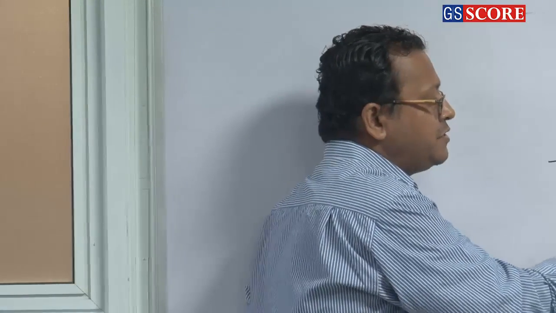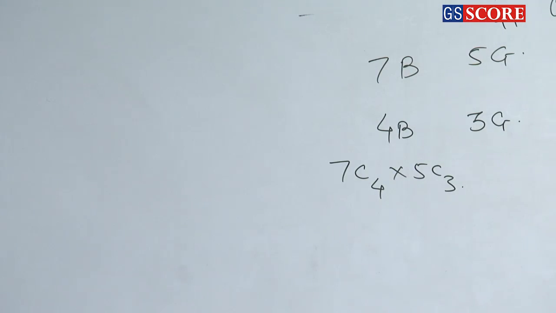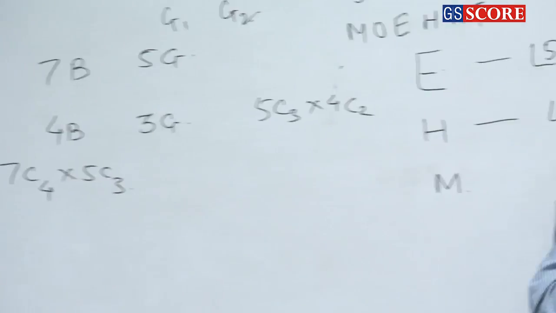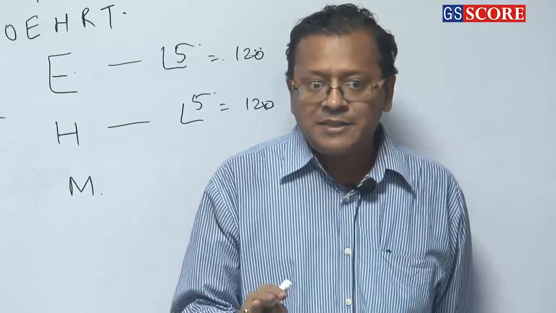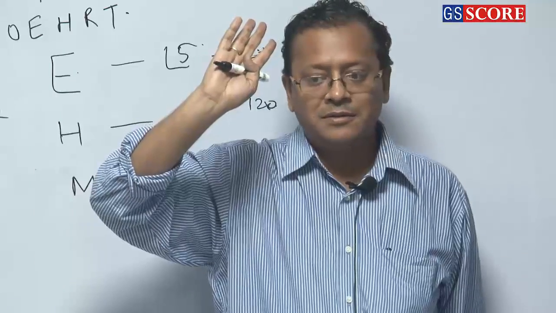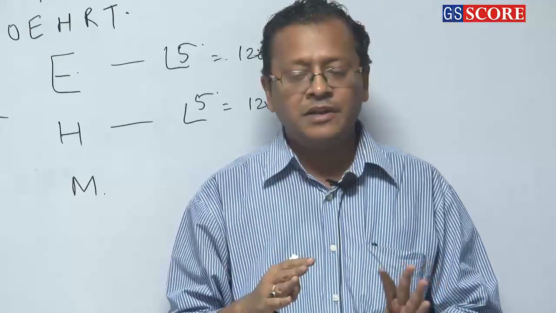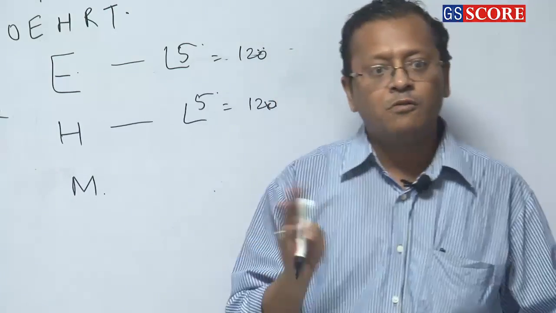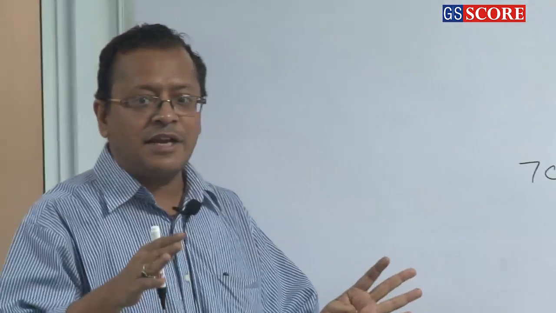7C4 into 5C3 is the number of committees unrestricted. Whether they come or not come, they don't care. Unrestricted committees are 7C4 into 5C3, minus those committees in which both of them will be there. Isn't it? That equals those committees when both of them will not be there, or one of them will be there. As simple as that. So how many committees are there in which both of them are there? So both of them are there, so 2 are out here.